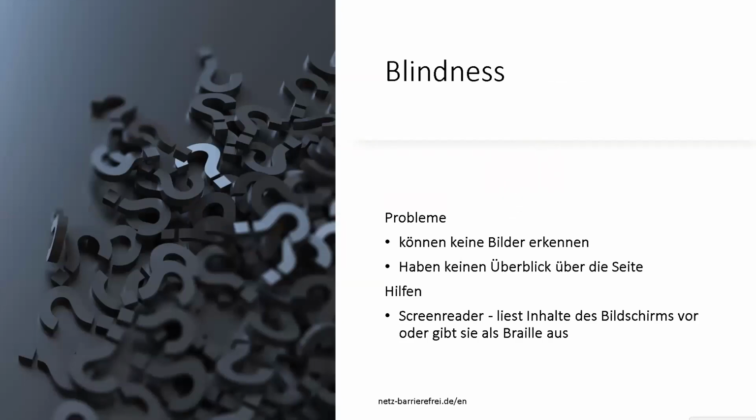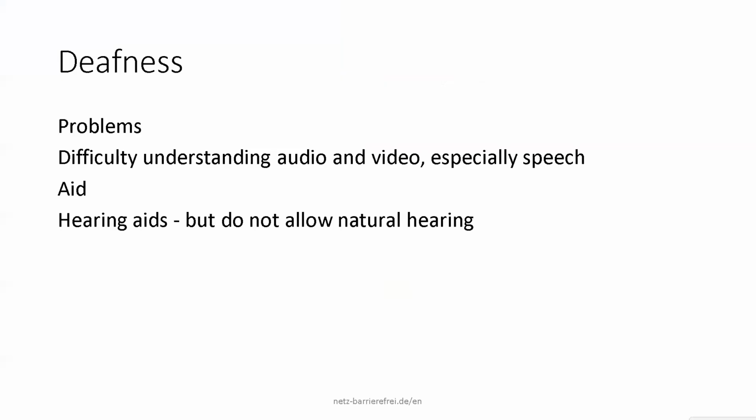Another thing is blindness. When you are blind, of course, you cannot see the visual interface, and you need information like headings, heading structure, or what should I write into this input field, or alternative text. When you are blind, in most cases you use a screen reader, which puts out information in voice or braille. And you need, of course, the accessibility information, which I already mentioned.